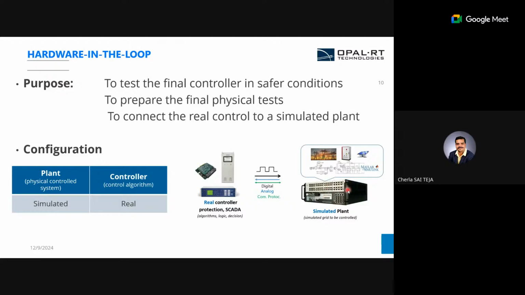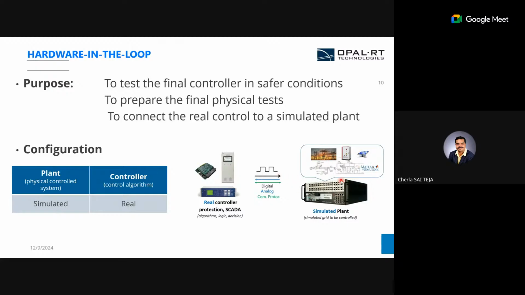What happens here is we'll apply different kinds of faults on the simulated plant and see the controller response: whether the controller is able to detect the faulty cases of the plant and whether it is able to take the right decision or not. We'll test this in hardware in loop testing.